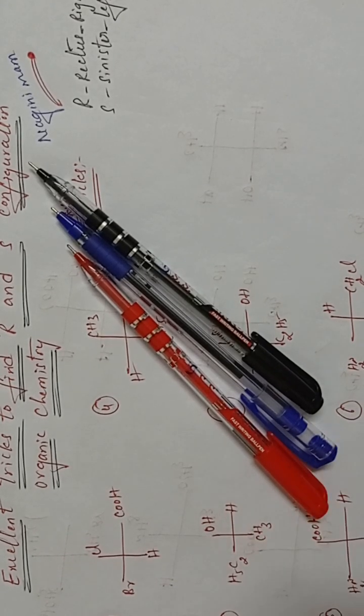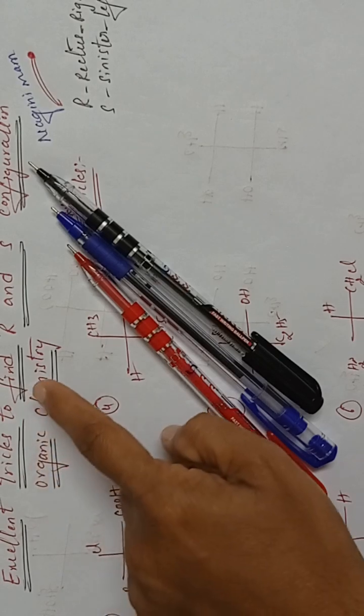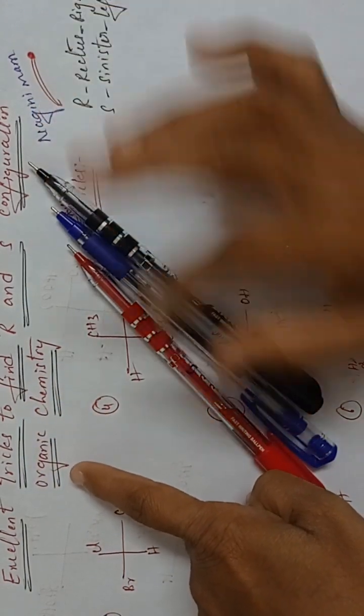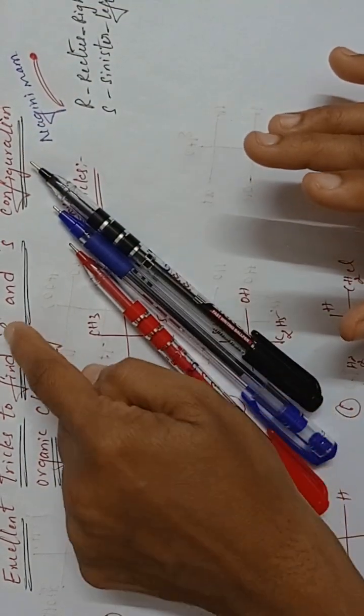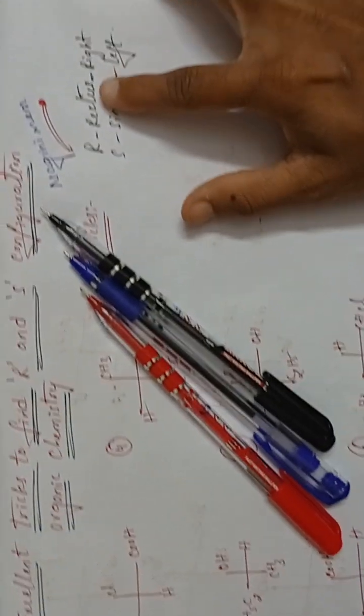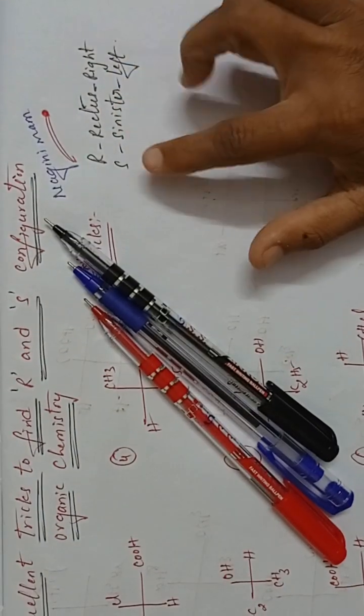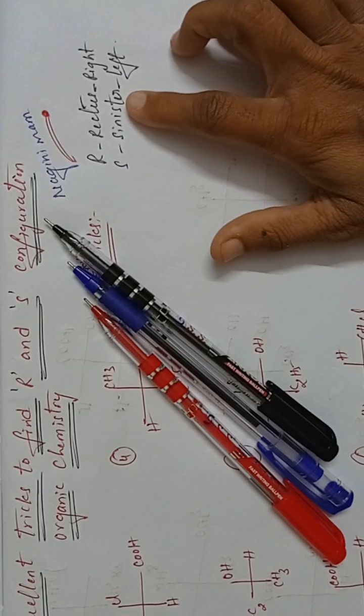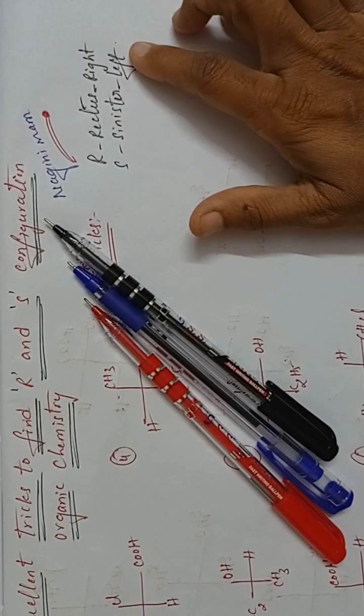In today's session, I am going to teach you excellent tricks to find R and S configuration in organic chemistry, students. The letters R and S came from two Latin words. R means rectus, right hand side, and S indicates sinister. It is a Latin word. What is the meaning? Left.